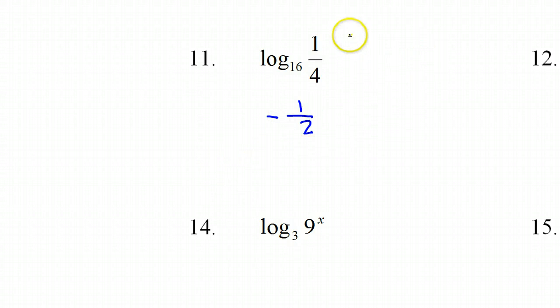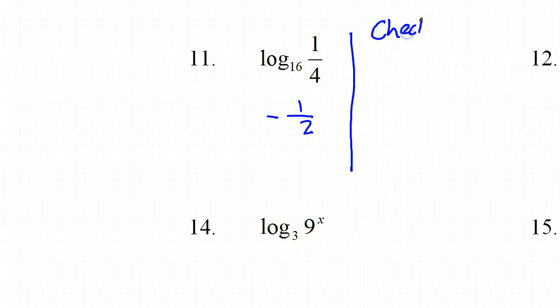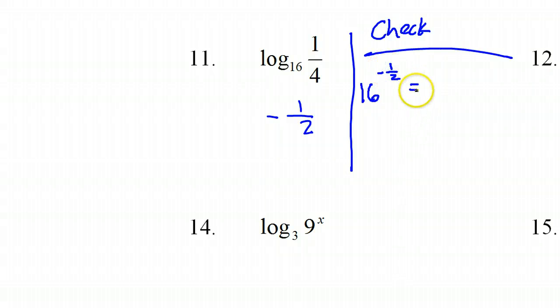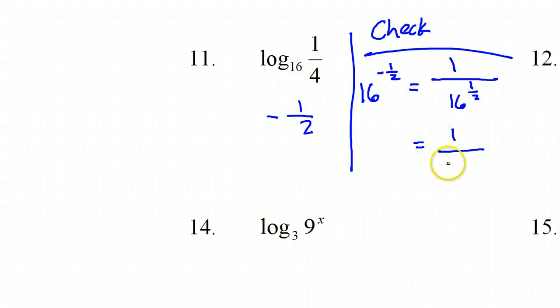Okay, and let's check our answer. Supposedly this power will turn 16 into 1/4. So let's see, 16 to the -1/2 power. A negative power drops you down, so this would be the same thing as 1 over 16 to the 1/2 power. And 1/2 power is the same thing as the square root. So this would be 1/4, just like we wanted.